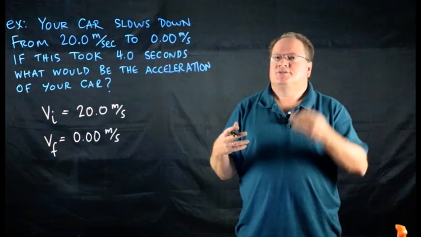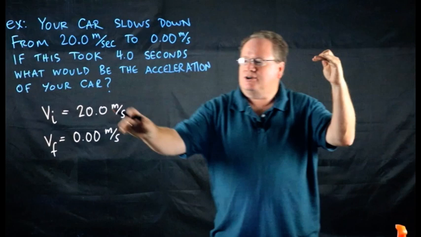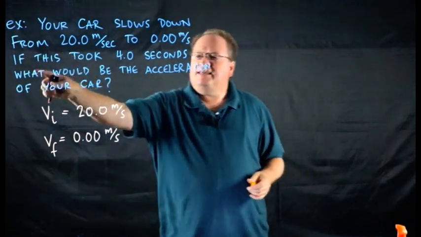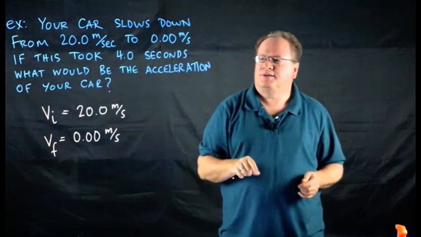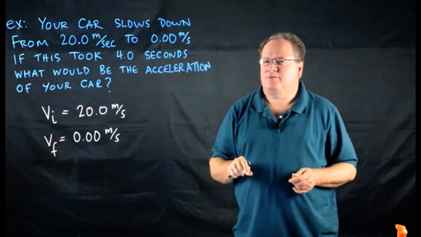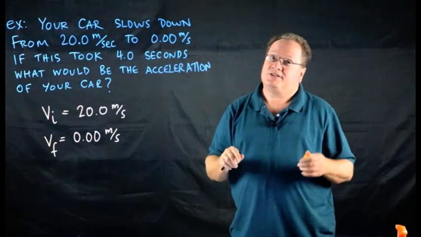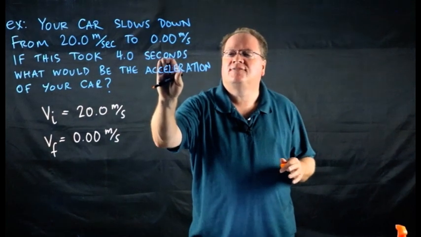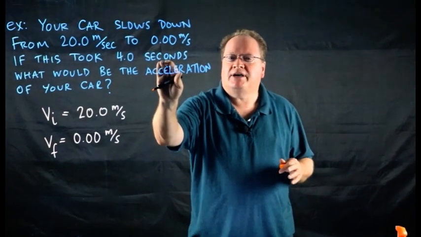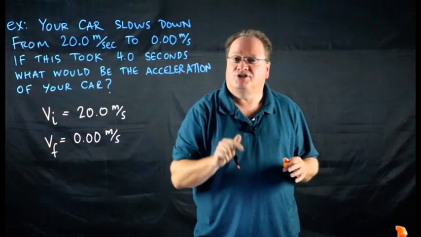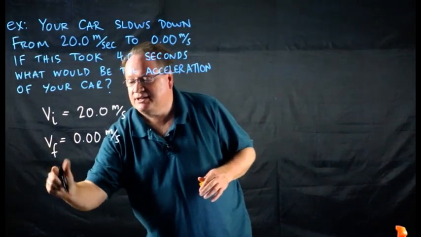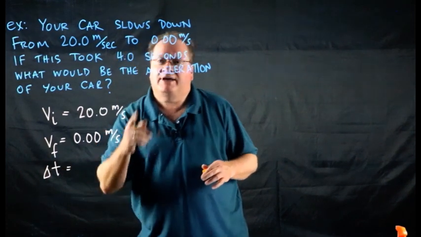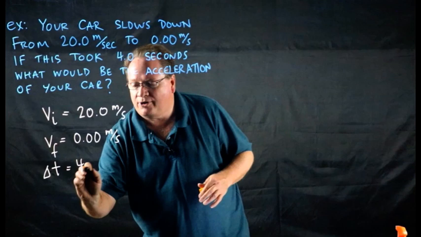Okay? So again, in my head, I've got this car, it's moving along at this speed, it slows down to 0. If this took 4 seconds, what information are they giving me here? Again, look at the units. Measured in seconds, I measure time. Guess which variable this is? This is going to be delta t. All right, my delta t is 4 seconds.